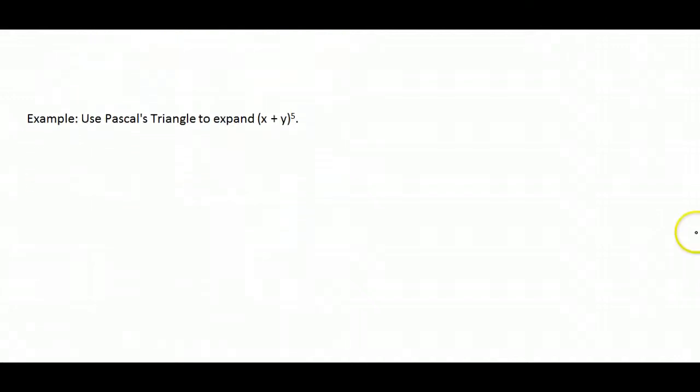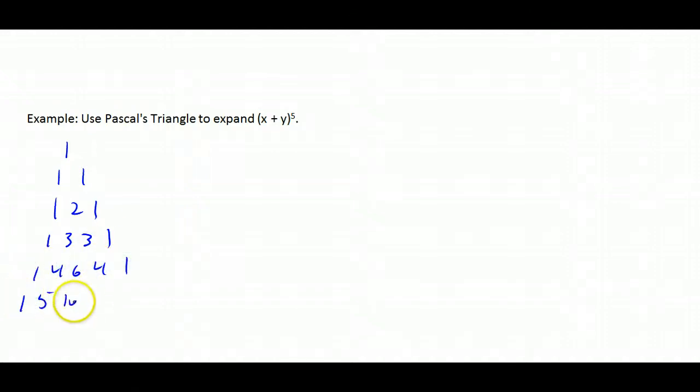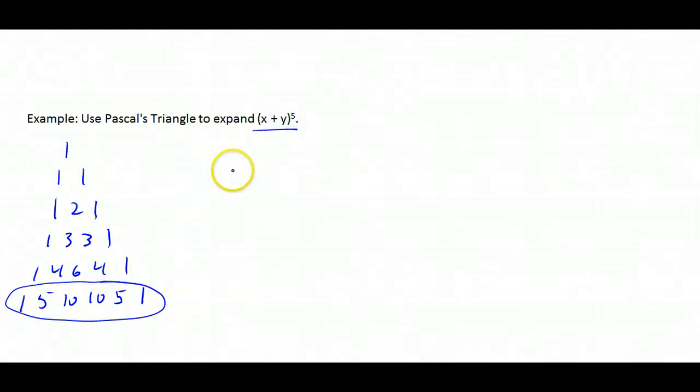So if I want to use Pascal's triangle to expand x plus y to the fifth, here's what I do. I go to the fifth row of Pascal's triangle. And how do I know I'm at the fifth row? When my second number is a 5. So these are the numbers that I want to use to expand that binomial. And what about the exponents? Well, the exponents of the first term will start at 5 and count down, while the exponents of the second term will start at 0 and count up.